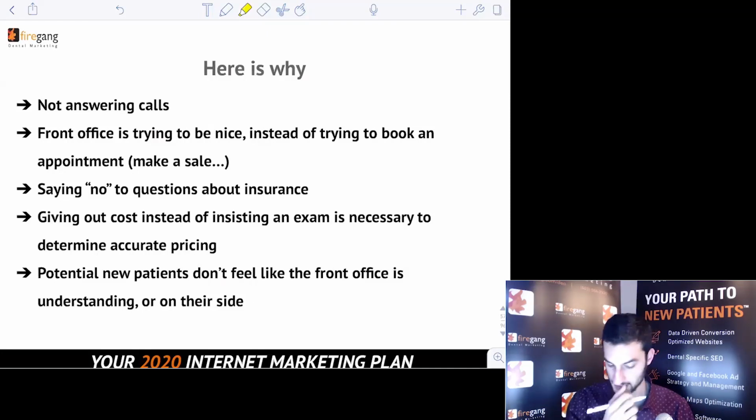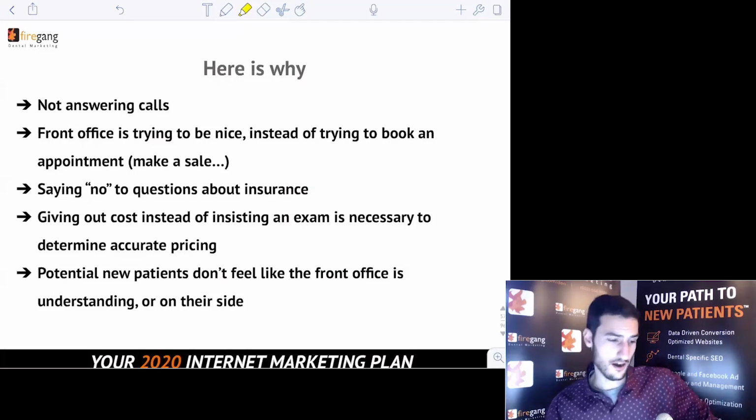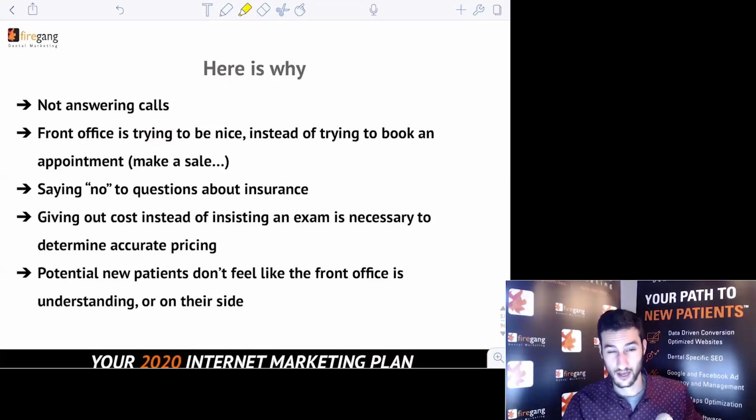Another really big thing that I see is saying no to questions about insurance. This is so prevalent, especially with higher value cases, things like implants. It's true for services all across the board, but we'll hear all the time, because Firegang will audit calls for our clients. And last year, we audited over 65,000 calls for our clients. So we hear a lot of really interesting things. And what comes up far too often is patients will call in and say, hey, do you take insurance X? And the staff will say, no, sorry, we don't take that insurance, bye. And that's the end of the conversation.